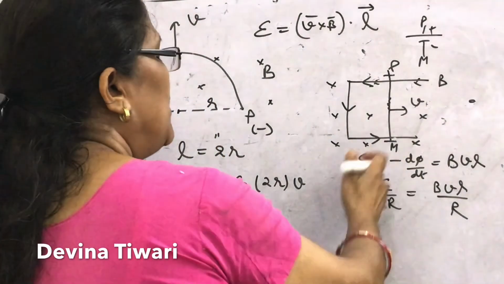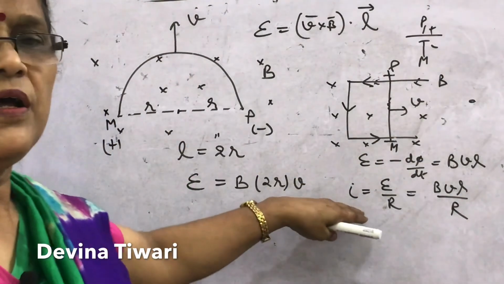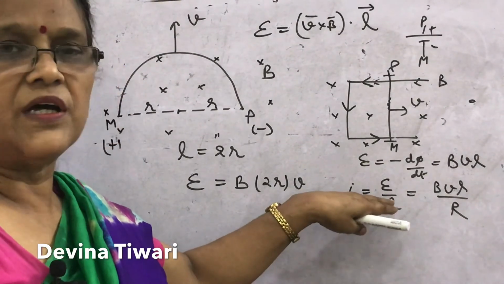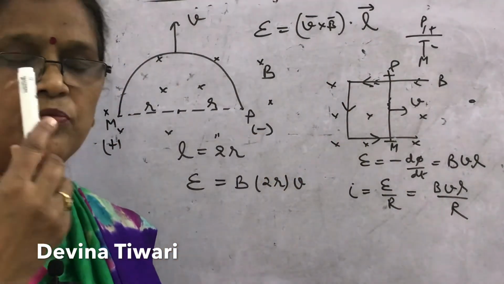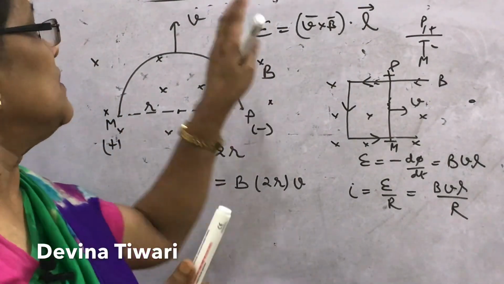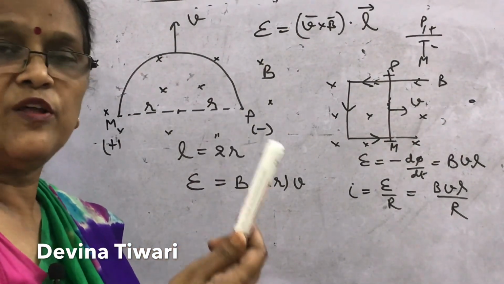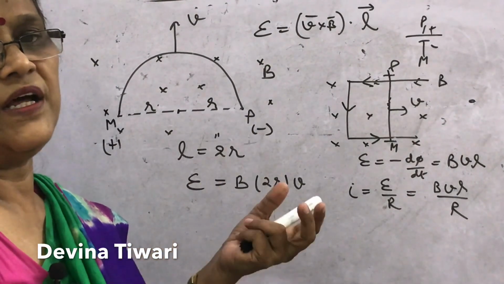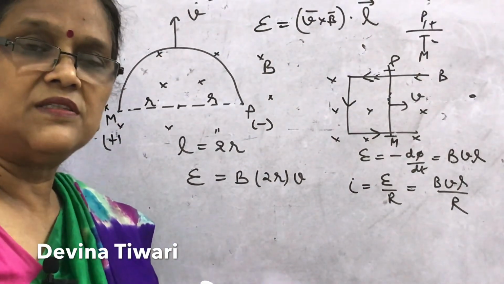So in this way you can find the magnitude and direction of induced current in any circuit, and if the rod moves in the magnetic field, how the EMF is produced. That is called motional EMF, due to the motion of the conductor in the magnetic field, and in what direction it is produced, the current is produced in the circuit.